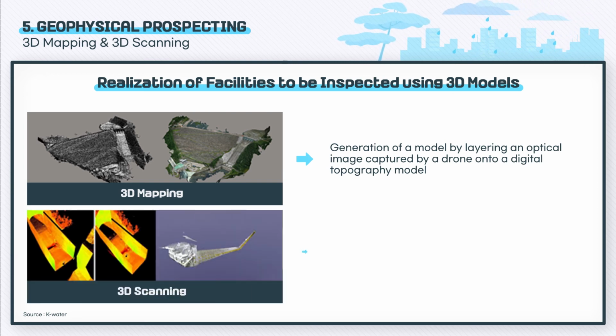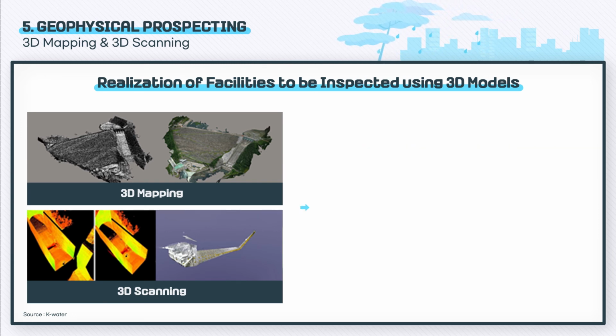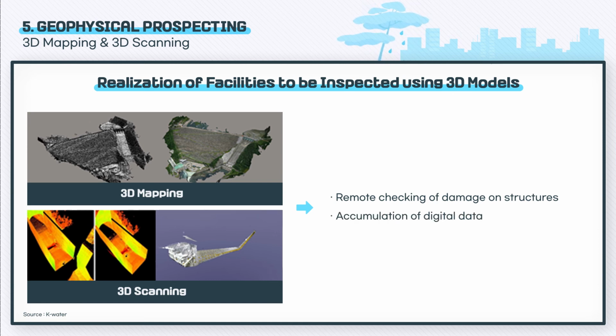The 3D scanning method refers to the method of realizing a panorama image of the facility by adding an image captured by a 3D laser scanner device. When these methods are applied to facility inspections, the remote inspection of damages to structures becomes possible, and digital data can be accumulated, which allows for continuous maintenance and management.